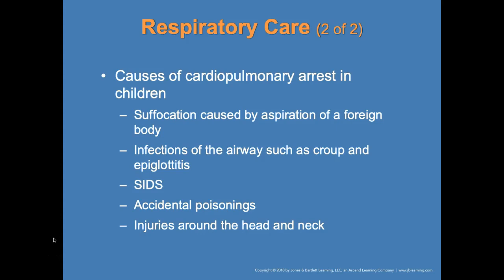Like I just said, so causes of cardiopulmonary arrest in children: suffocation caused by aspiration of a foreign body, infections of the airway such as croup and epiglottitis, SIDS, accidental poisonings, and injuries around the head and neck. So notice that these first two are big airway and breathing issues. So we need to be taking care of them.